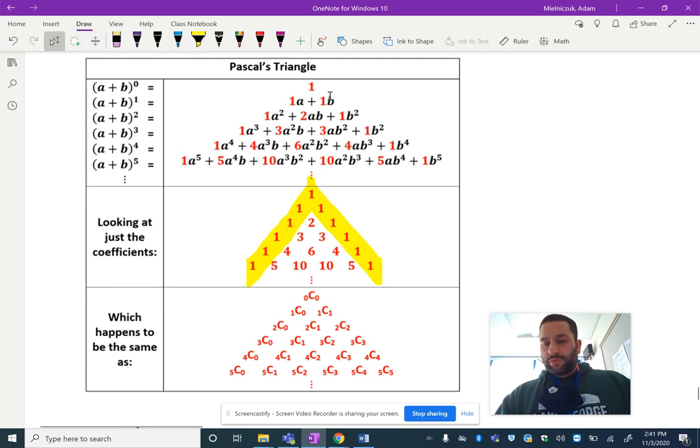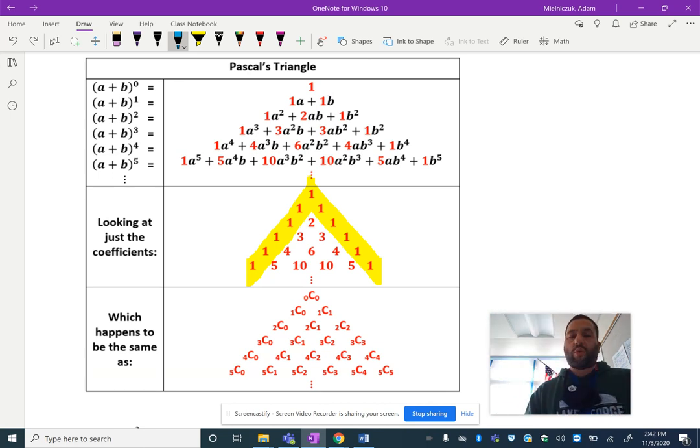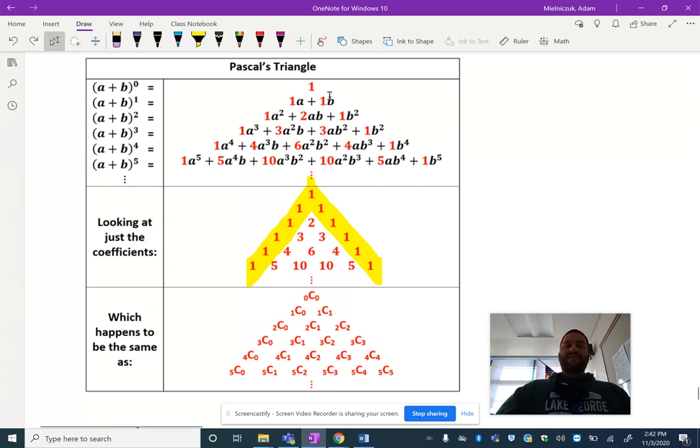How do we get that 2? Well, 1 plus 1 equals 2. Okay? How do we get this 3? 1 plus 2 equals 3. 2 plus 1 equals 3. How do we get this 4? 1 plus 3 equals 4. 3 plus 3 equals 6. 3 plus 1 equals 4. So we should see that we get the inside of Pascal's triangle by adding the coefficients above.